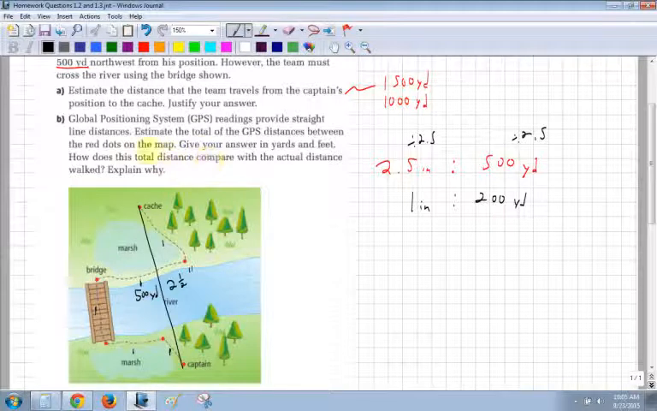The actual distance, how would that compare to the actual distance? Well, the actual distance is like the little dotted line, and because it's kind of curved and stuff, and the GPS just measures straight distance, the curves are going to add a little bit extra to it. So the actual distance they traveled might be a little bit more, just because of the curved lines.